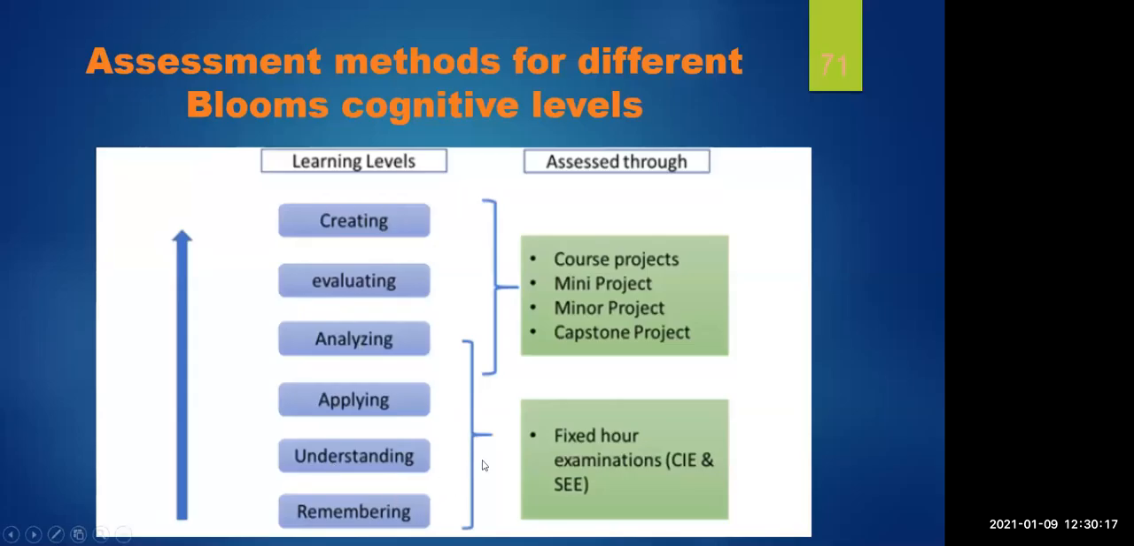So at this level, we have to analyze assessment methods for the different cognitive levels. In the conduct of internal examinations, university examinations and all, we are testing only the students' remembering, understanding and applying levels. In very rare cases, if you give case studies, analyzing can be tested. Creating and evaluating can only be done by major projects, and the capstone project, which is nothing but the review process. This is assessed through these areas.